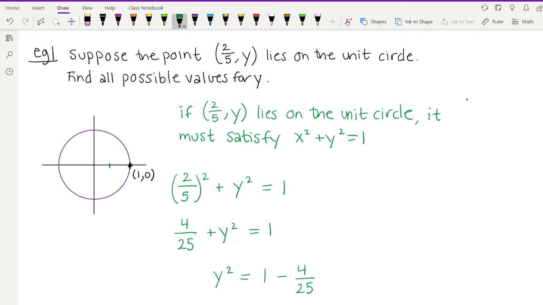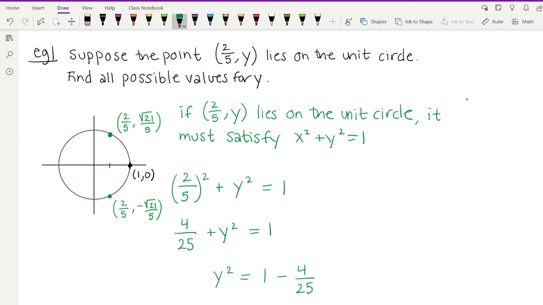And so if we know that that is our x coordinate, there are two different points that have that same x coordinate, right? It could have been this one, but it also could have been this one. And so those are the two different points that we're talking about here. The first one is the point 2/5 comma positive square root of 21 over 5. And then the other one down here is 2/5 and then negative square root of 21 over 5.